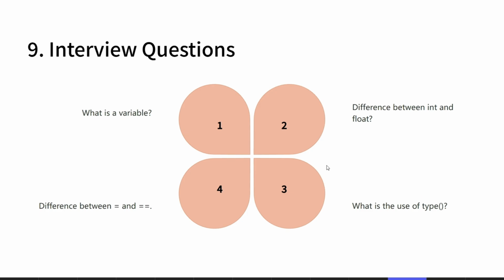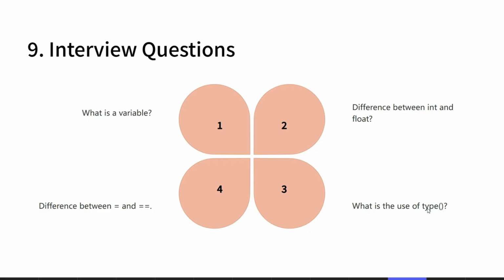The first question is, what is a variable? You can say it is a named memory location used to store data. What is dynamic typing? Python automatically decides the data type at runtime. What is the difference between integer and float? Simply, integer is a whole number and float is a decimal number. What does the percentage operator do? It returns the remainder, used in even and odd checks. What is the boolean data type? It stores true and false values.